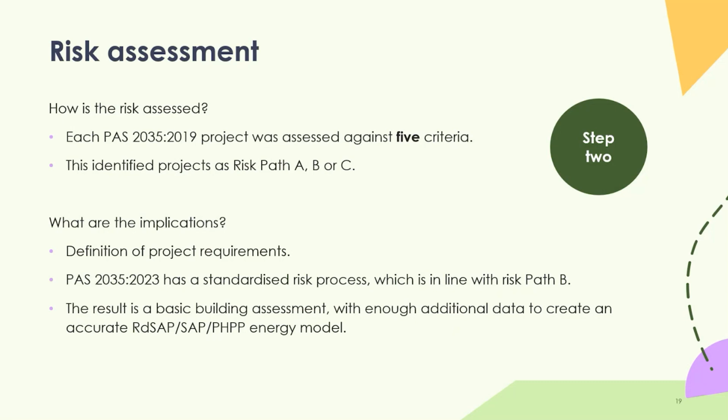That was the approach in the previous version, but for the new version of PAS, they've standardised that process to just say there's a single risk assessment, which was broadly in keeping with the risk path B of the earlier version. The result is that you do a basic building assessment, but also with enough additional data to create an accurate RdSAP, or PHPP, that's Passive House Planning Package, energy model. And that's the energy model you would use to be assessing the impact of proposed retrofit measures.